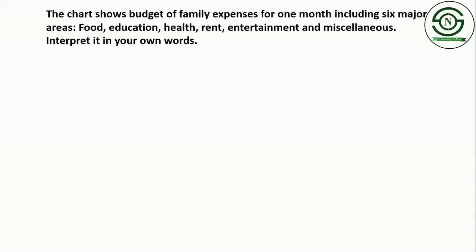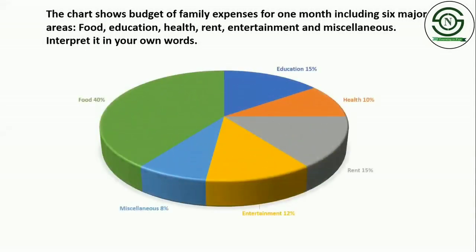Let's see the pie chart. When you look at the pie chart carefully, you can see 6 main areas. Food, which carries 40% of total expenditure, education 15%, health 10%, rent 15%, entertainment 12%, and miscellaneous 8%. So always look at the questions carefully, always look at the pie chart carefully, and thereafter begin your job.